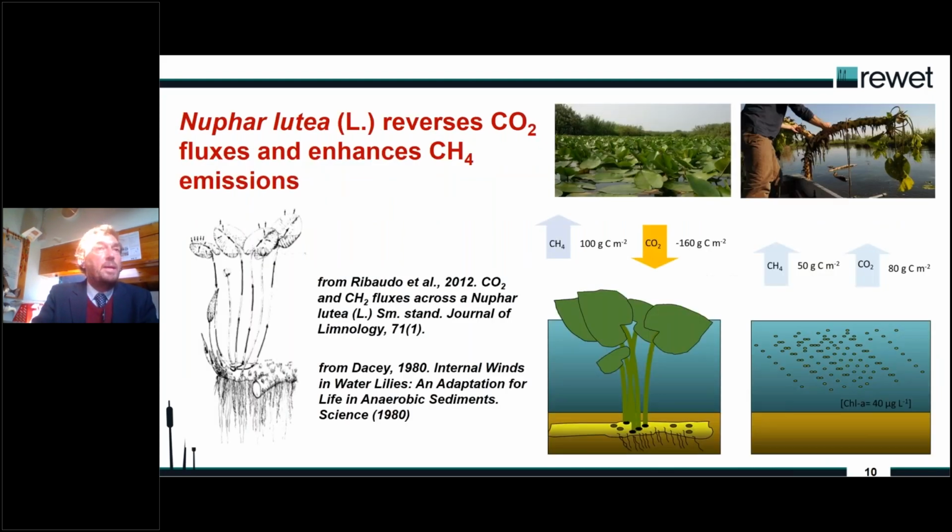And the same was demonstrated in another study by Ribaudo et al. in 2012, focusing on this floating leaf plant, Nuphar lutea, which has big roots, as you can see from the picture, very anchored into the sediment, and a lot of floating leaves. In this annual study, which was integrating all the fluxes measured during the vegetative period, Ribaudo demonstrated that similarly to Trapa natans, the canopy of Nuphar lutea is a net seasonal trap for CO2, reversing again the fluxes that are measured in the same place in the absence of the plant, but it's increasing and doubling the emission of methane.